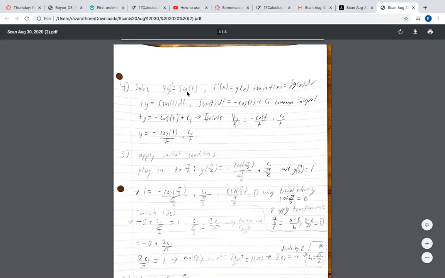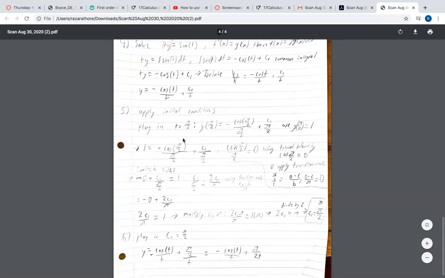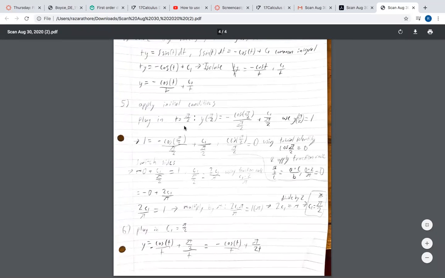So then when you work that out, you get ty equals the integral of sine t dt, and that equals negative cos t plus c1. That's your common integral. Ty equals negative cos t plus c1. Isolate to get ty over t equals negative cos t over t plus c1 over t. You're going to cancel out the t here, and then you're going to get negative cos t over t plus c1 over t. Then you apply your initial conditions from the original equation, where you plug in t equal to pi over 2, and then you get this right here.